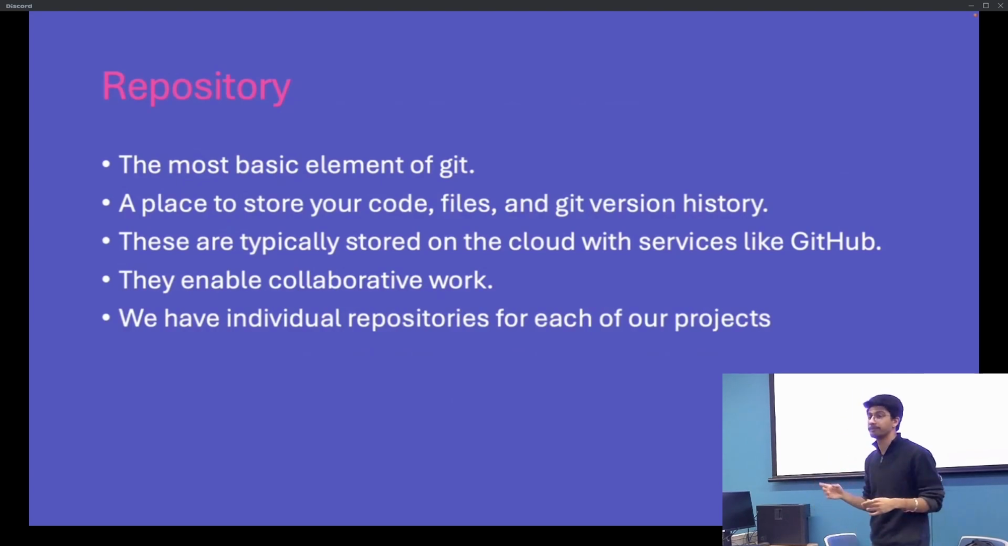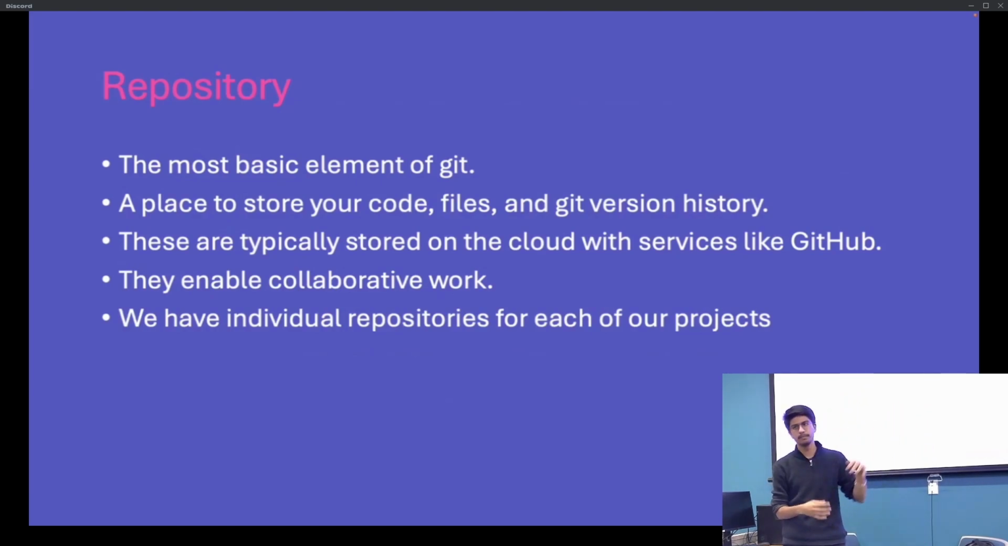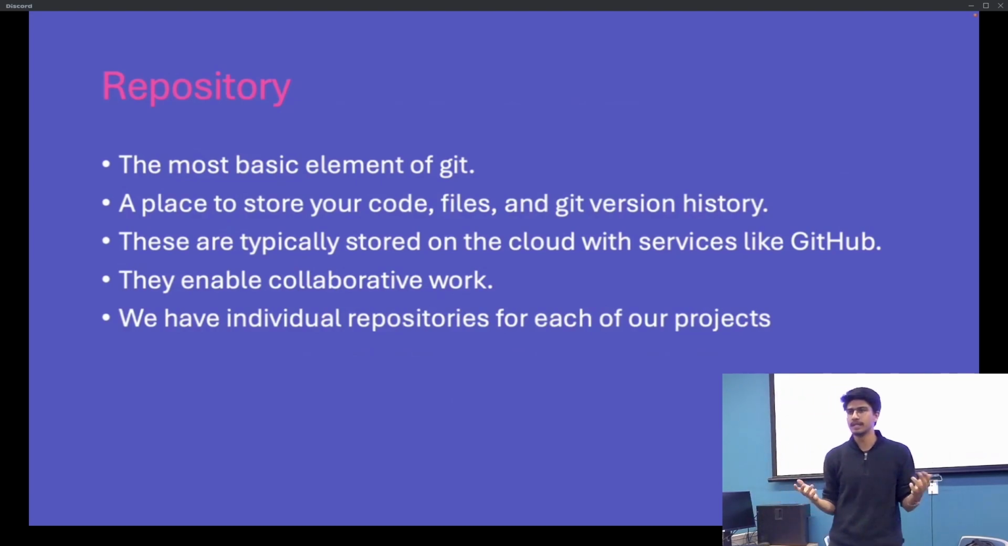So what is the repository? A repository is the most basic element of Git. It's practically where you store all your code, all your files, and this is also where your Git version control history is maintained. So this is where all the changes that you made to your code are maintained in a file. If we're working in a modern day environment, it's typically stored in the cloud with services like GitHub, which is a hosting platform for repositories. Again, this enables you to work collaboratively. A repository is practically the place where your code is. Multiple people can access this repository through services like GitHub and work on it together.